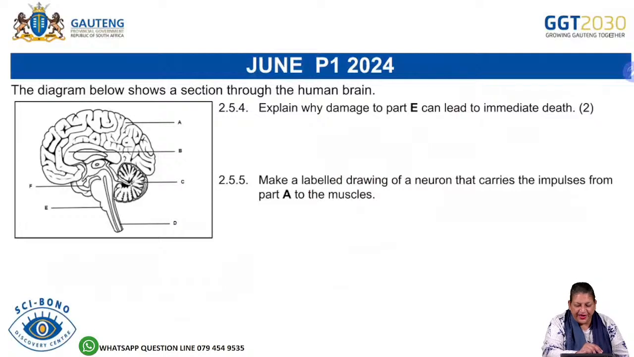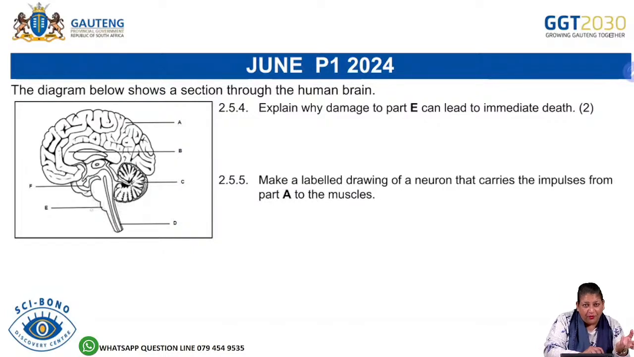And then here's the brain. Explain why damage to part E can lead to immediate death. And you can see, children, E. Now that's the pons, that's the spinal cord. And between the pons and the spinal cord is what? Our medulla oblongata. So explain then you must say, medulla oblongata is responsible for vital processes such as breathing and heartbeat.